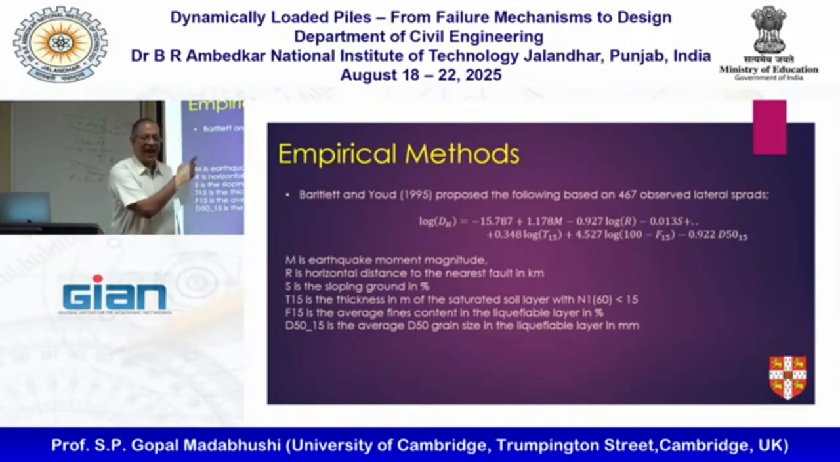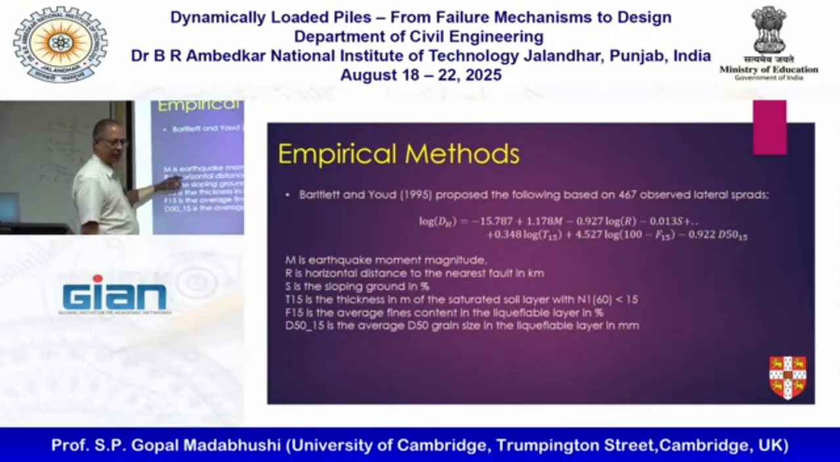I'm not saying this is as random as stock market variations, but you can see they picked up some reasonable things like the earthquake magnitude, moment magnitude. R is the horizontal distance to the nearest fault. S is the slope. This is clearly important. S is important. M probably is important.